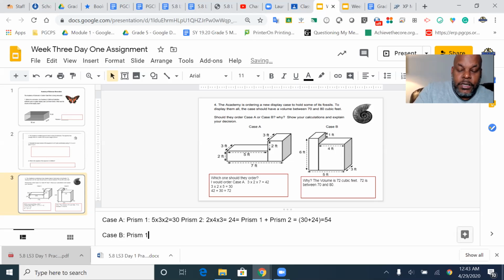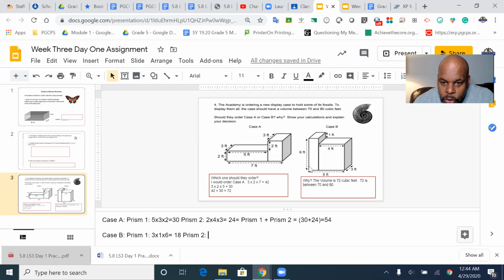Prism 1 for case B. All right, so we have a height of 6. We have a length of 5 feet minus 4 feet. And we have a width of 3. So 3 times 1 times 6 equals 18.